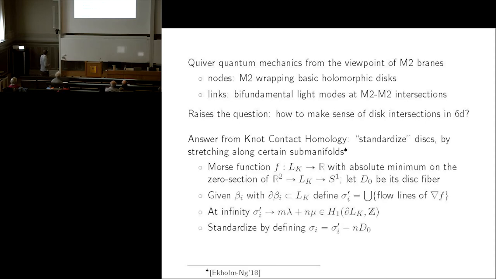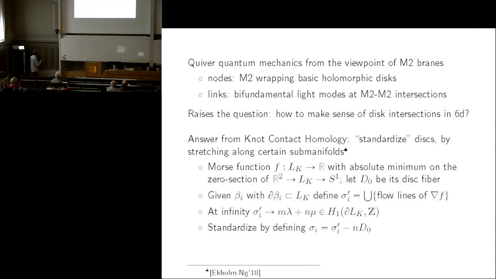And an answer to this question comes from some technology known as knot contact homology. The idea is that to a disk, you can associate another surface called the standardization of the disk. And this arises by, first of all, choosing a Morse function on the knot conormal. This Morse function has a minimum that lies on the zero section of LK. And at this minimum, we can take the fiber. It's a distinguished disk, which we call D0.